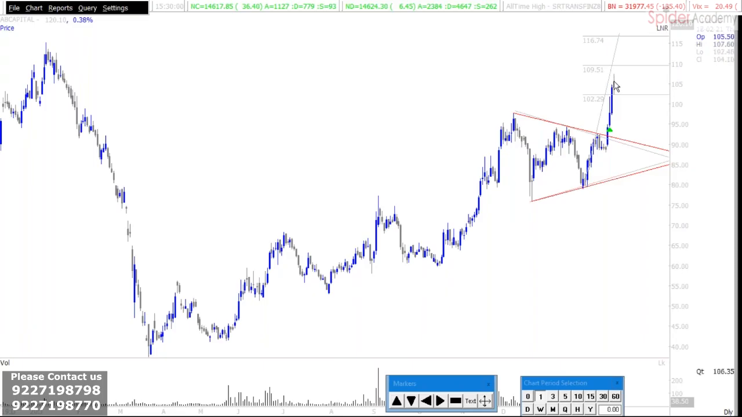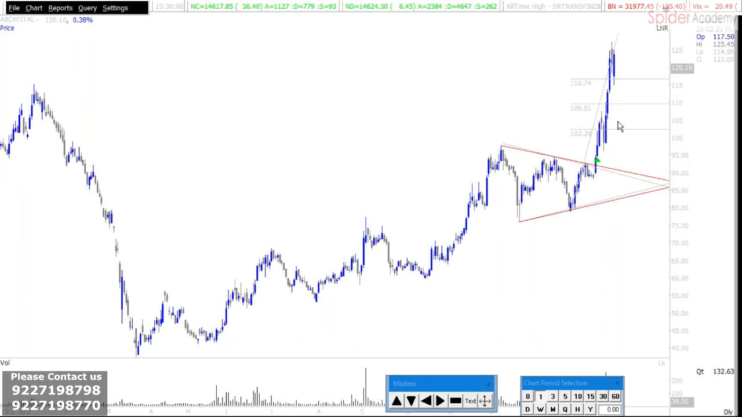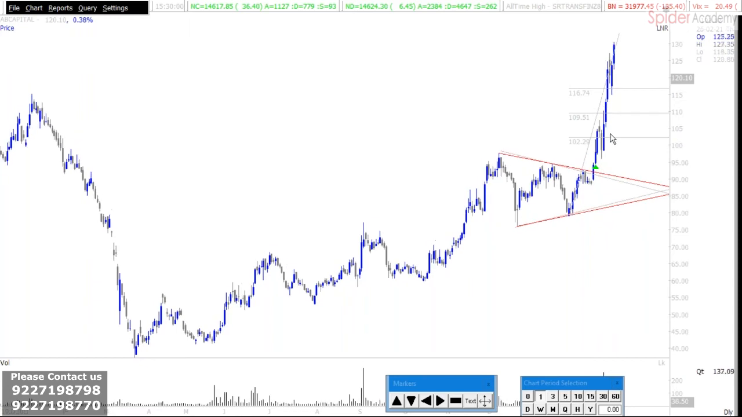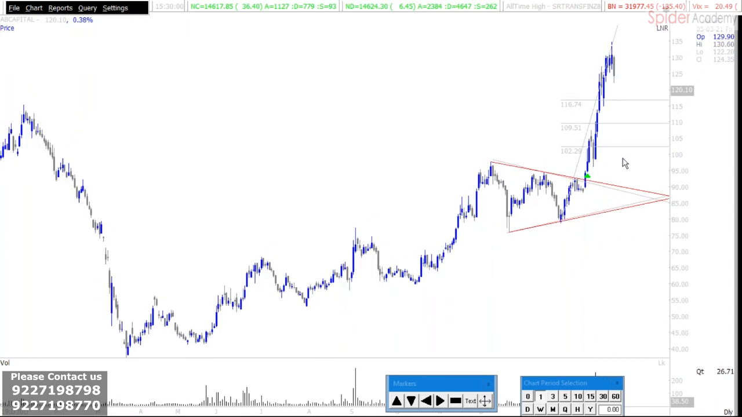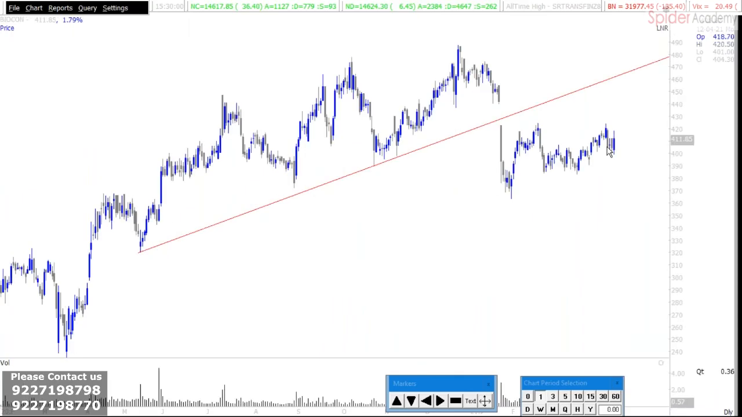So you can see that in a very short span, 1 to 3 days, it just moved to the highs of 104. Okay, and then of course it came down a little from there, but then the stock just kept on going up. Of course I would not have been able to predict the move up till 120 or 130, but I would be looking only up to 104, right? Now let's look at some more charts.